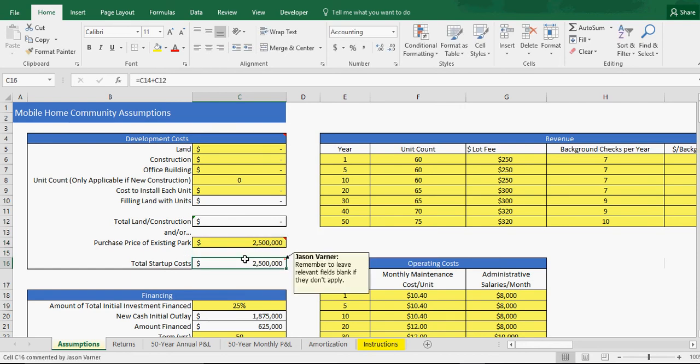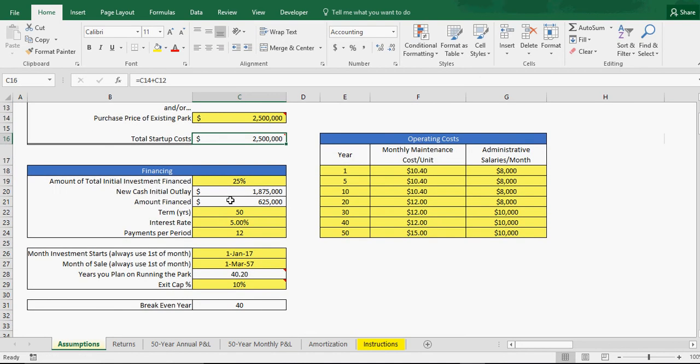There's your startup cost. Further down we've got financing. If you want to finance a percentage of that startup cost, it'll go here. Then your initial cash outlay updates, your amount financed updates. You could put your term of the loan. It could be probably 30 years or less. Interest rate, payments per period.